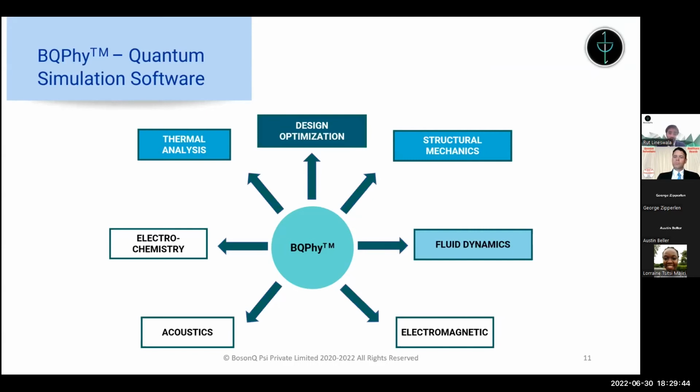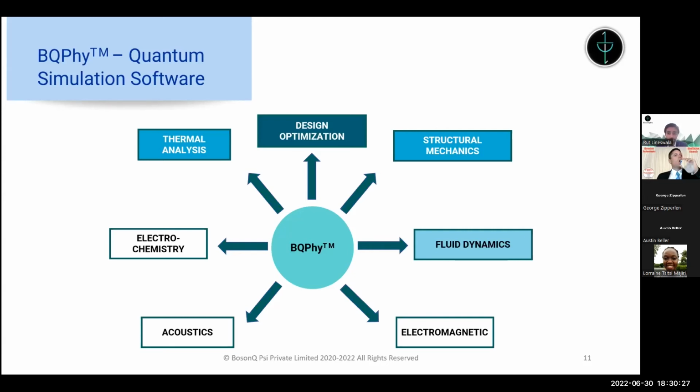So at BosonQ, we're developing this BQ5 software. And so BQ5 meaning physics. This software suite we're developing is an engineering simulation software suite where what we're really going for first is design optimization. That's because, as I mentioned, optimization is one of the best applications for industries where we can readily apply it, as well as it has shown tremendous potential to show some form of quantum advantage.